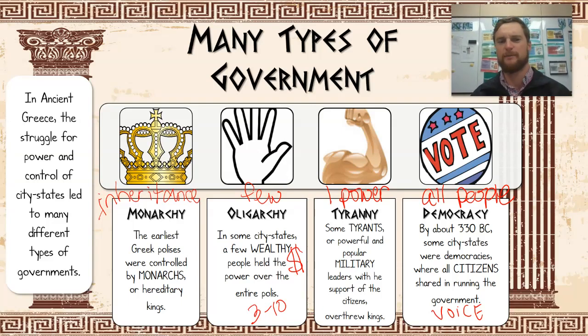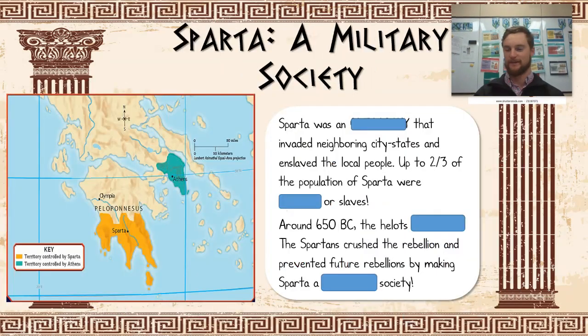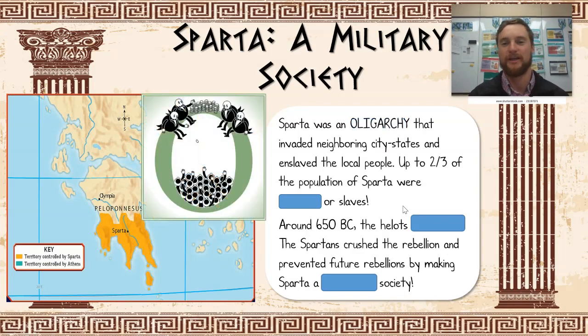So one of the most famous, in my opinion, city-states of ancient Greece is going to be the Spartan society. So here we have Sparta, which is a military society. Sparta was an oligarchy. Ms. Tickle just explained what an oligarchy is. That's going to be the power by a few.